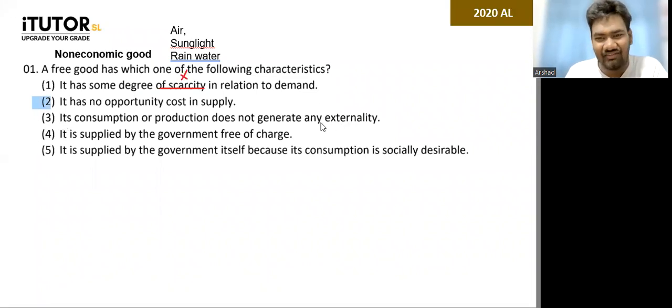This externality part, what is it? How does it work? We'll not talk too much. So, it is supplied by the government free of charge.